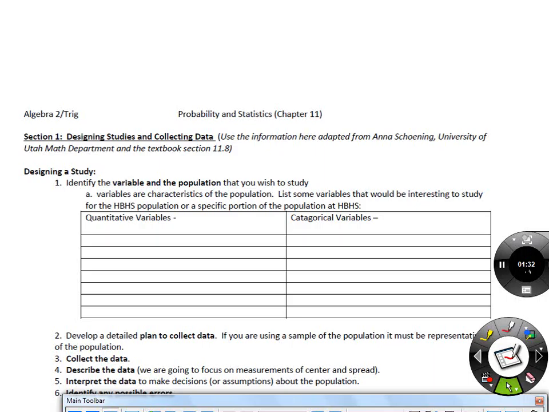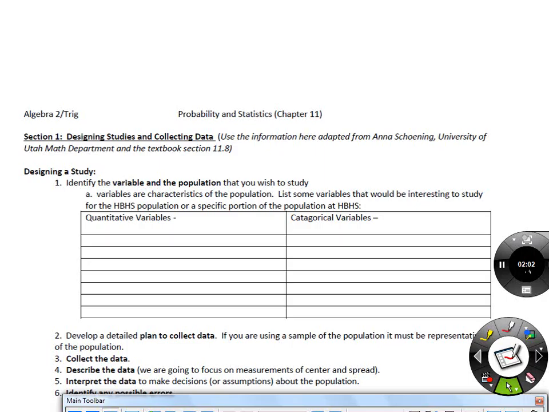Who is my population that I'm trying to study? My Algebra 2 trig students, right? I can't say this is true of all Huntington Beach High School students because I have only represented a portion of the population. If I told somebody this is true of all students, they might look at me and go, what grade levels did you have in here? Because we have mostly 9th and 10th, right? We have some 11th, and we don't have any 12th graders. So that would be something wrong with my survey if I was trying to be representative.